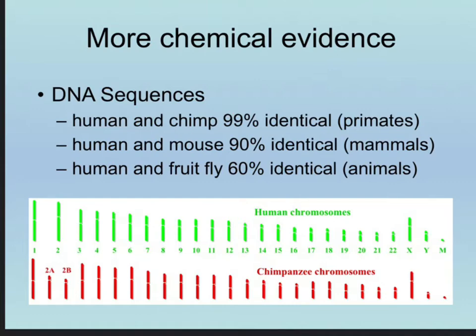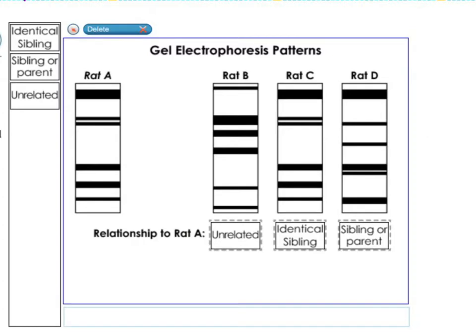And by the time we get up to the level of primates, which includes you and the chimp, your DNA sequence is 99% identical. Remember when we did these gel electrophoresis patterns to compare relatedness between two organisms? Yeah, I thought so. We can basically do the same thing with DNA sequences between species to build a cladogram that puts together the evolutionary relationships between species.